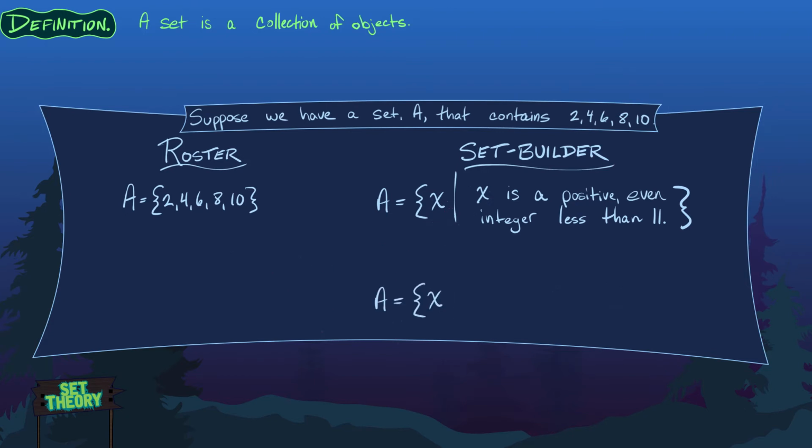We could also write it as set A is equal to the set of all x such that x is between 0 exclusive and 10 inclusive, where x is an element of Z. But there's something a little bit off there. And that is we have to say that x is even.